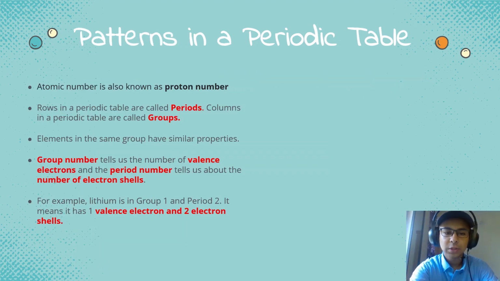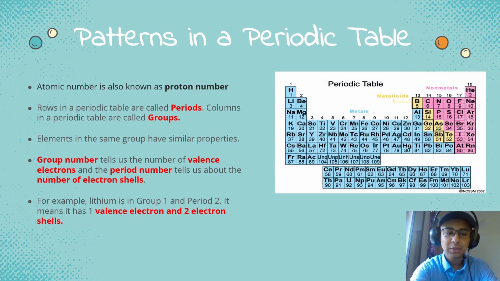Now let us move on to some of the patterns in a periodic table. But before doing so, I would like to let you know about the atomic number, the term I'm mentioning quite frequently in this video. The atomic number is also known as the proton number, and it is basically the number of protons an element has.